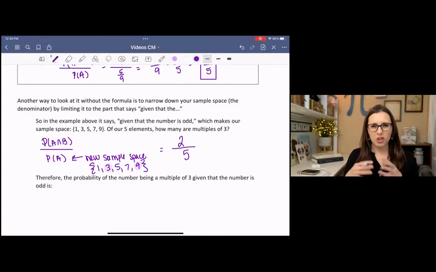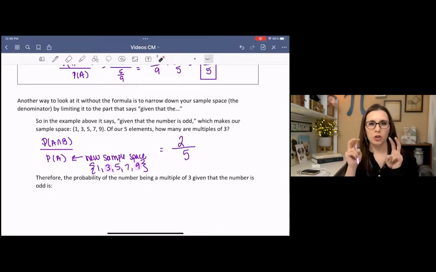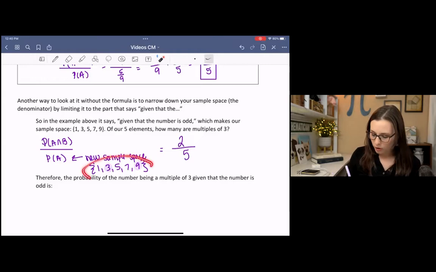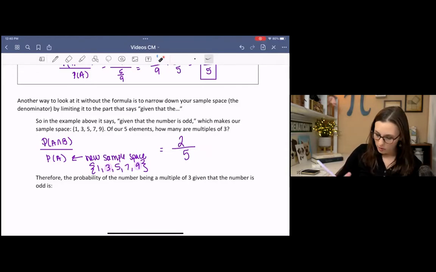So we're just changing the universal set. When we change the universal set to the second letter, the given that, that changes our denominator. That changes our new total. And then we're only looking at that sample space or that set to figure out the numerator. So either way is fine. They're both going to get you to the same answer. Whichever way makes more sense to you, go for that.